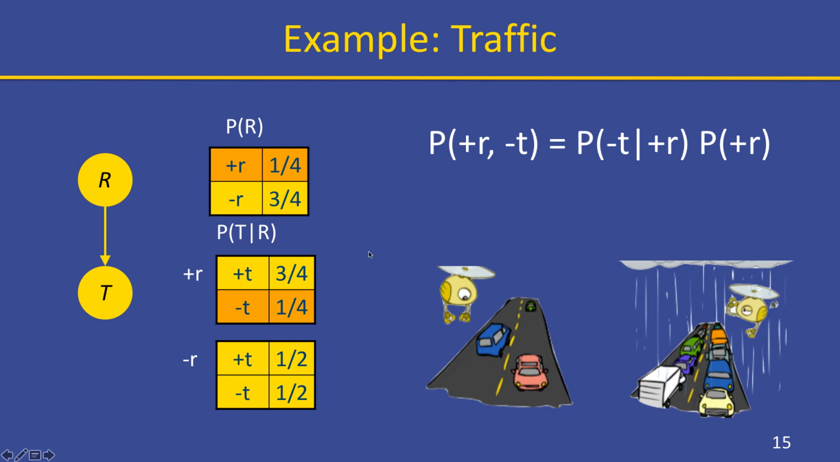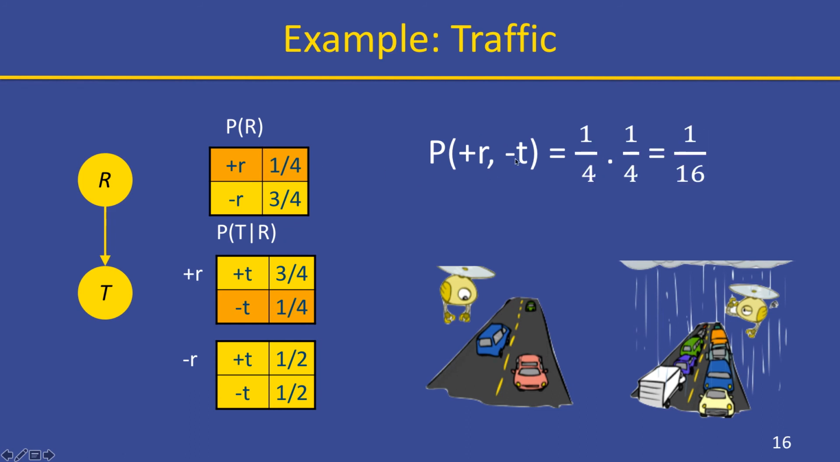All right, and now we just look up these values. So P of minus T given plus R is 1/4 and P of plus R is 1/4. And we can compute the joint probability from the Bayes net. We didn't have to store the joint probability in the Bayes net. We just stored the local probabilities, and we are still able to compute the joint probability.